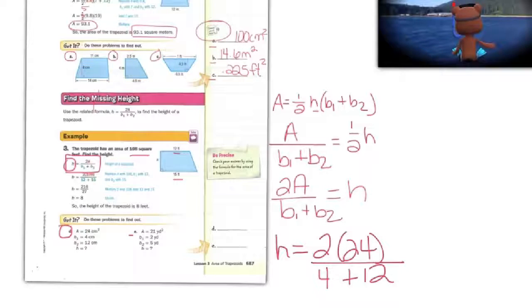Now let's solve. H equals 2 times 24, which is 48, divided by 4 plus 12, which is 16. That means that H equals 48 divided by 16, which is 3. So our height would be 3 centimeters.